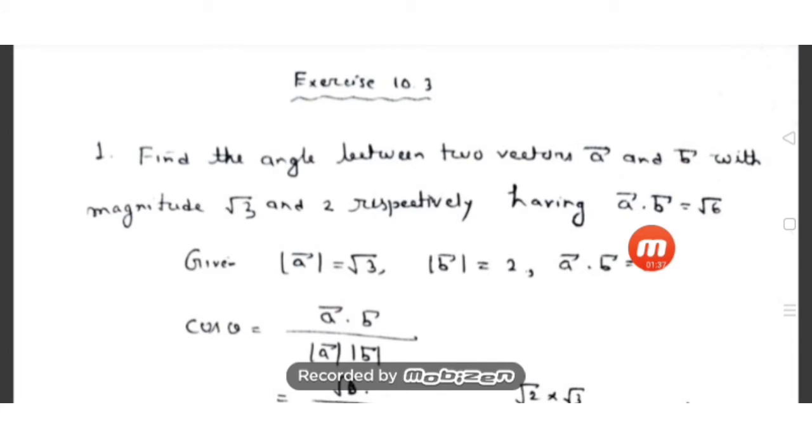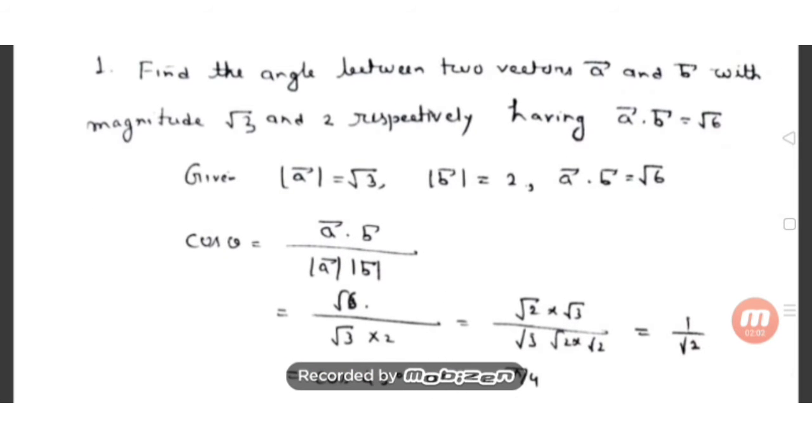So first I have written here magnitude of A. You know magnitude of A means modulus of A. Modulus of A is given as root over 3. B bar magnitude, modulus of B, is given as 2 and dot product is given as root 6. So I'm going to write down the formula of getting the value of cos theta. What is cos theta? A bar dot B bar divided by modulus of A modulus of B. As a formula, you can remember it, or otherwise you can think of it like this, that we have derived the formula from the definition of dot product.